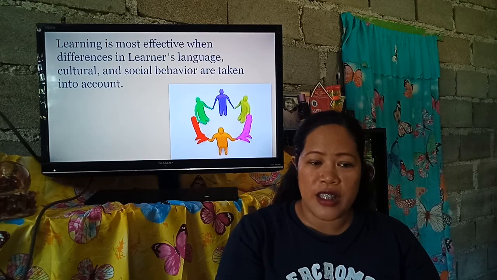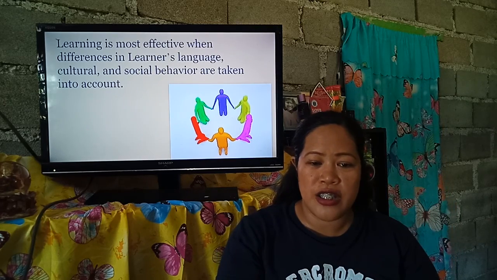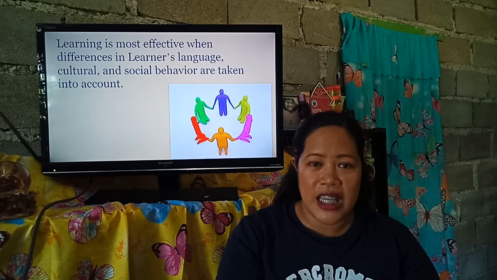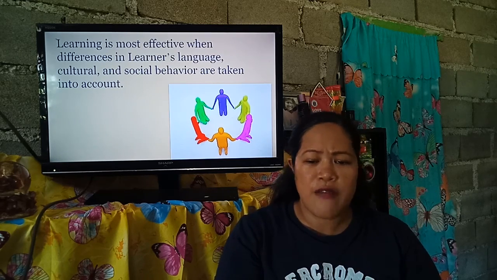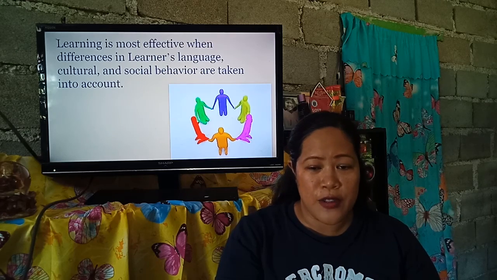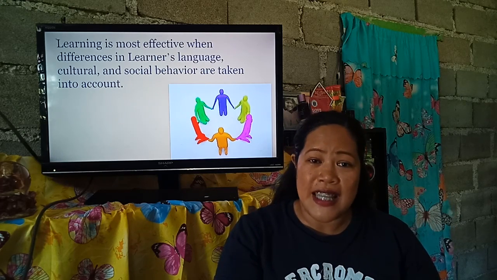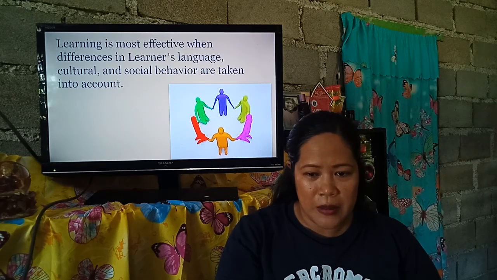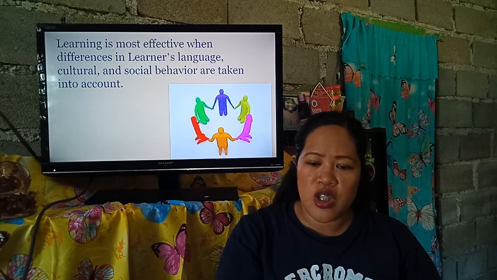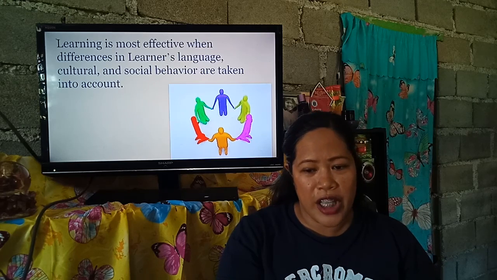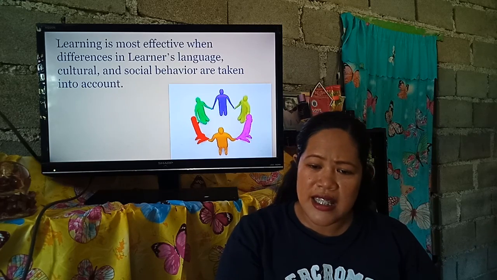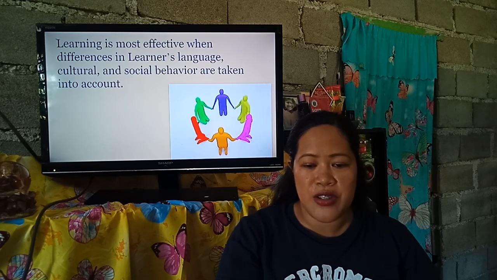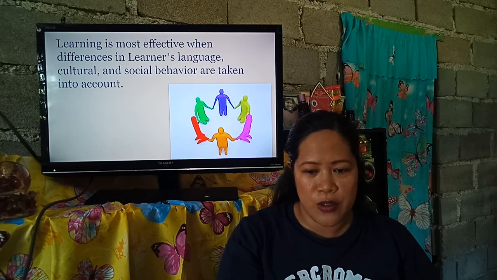Learning is most effective when differences in learners' language, cultural, and social behavior are taken into account. Every one of us is a unique individual. It is often said that no two individuals are exact duplicates. They differ from each other in some way or the other. Hence, the job of the psychologist is to identify and understand this uniqueness in individuals.